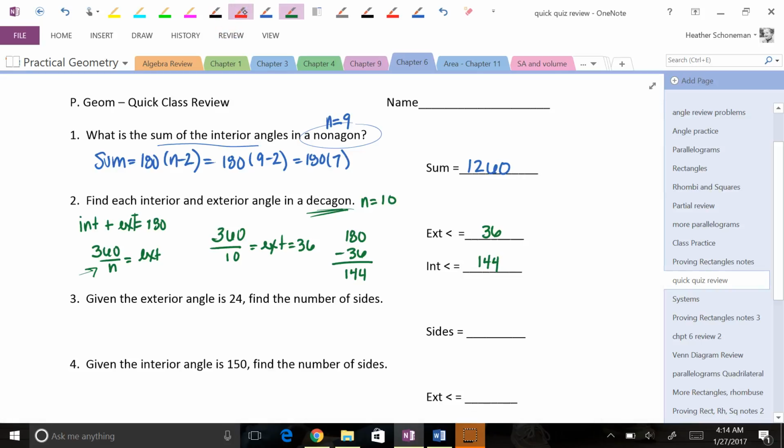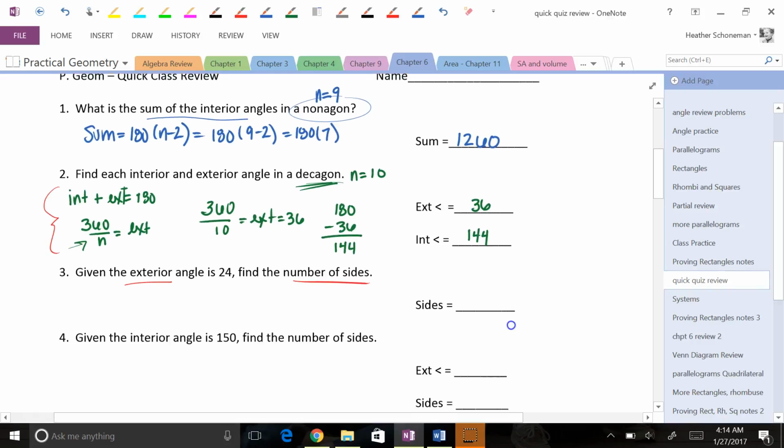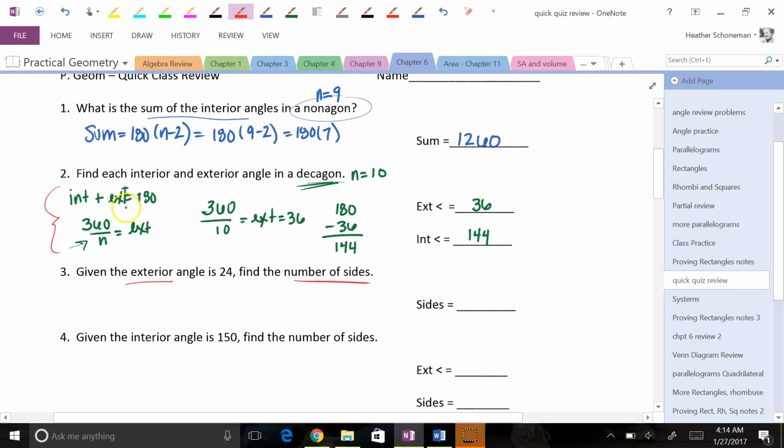Next problem, given the exterior angle, find the number of sides. Well, it doesn't use the word sum, so again, I'm going to be using these two equations. Well, the first one, if I plug in the exterior angle, it's going to give me the interior, which is not what I need. The next one, if I put in the exterior angle, it's going to give me the number of sides, which is what I want.